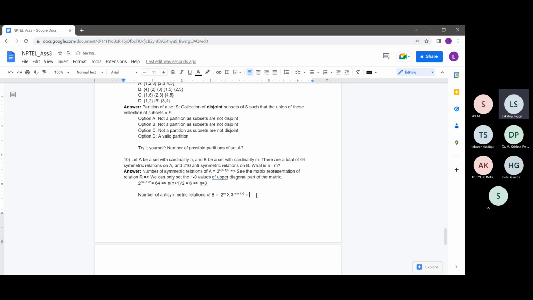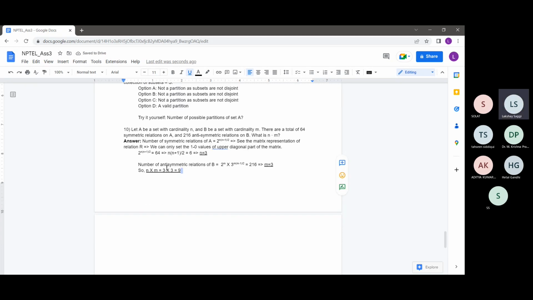So the number of antisymmetric relations is given to us as 216 in the question. You can just solve this equation by putting this equal to 216, and we'll get that M comes out as 3. So finding the value of n into M: n into M is just 3 times 3, which is just 9. So yeah, not too difficult to show.